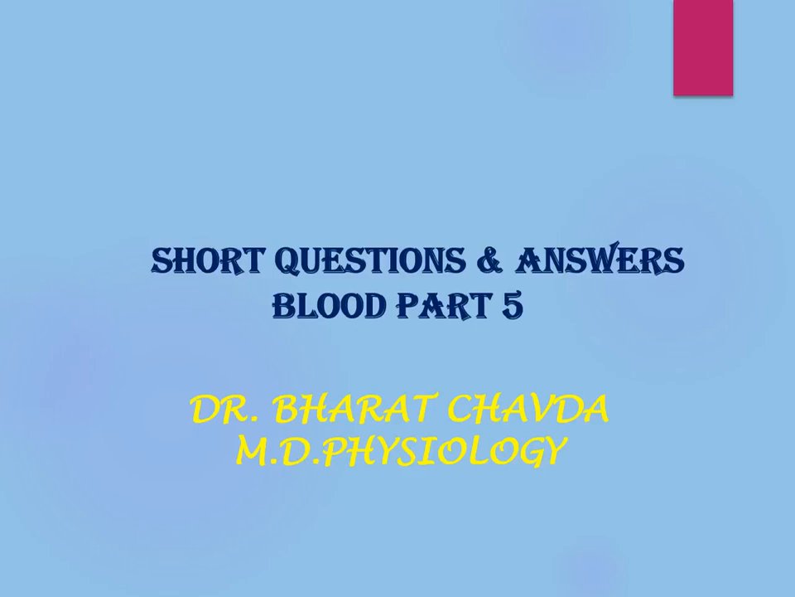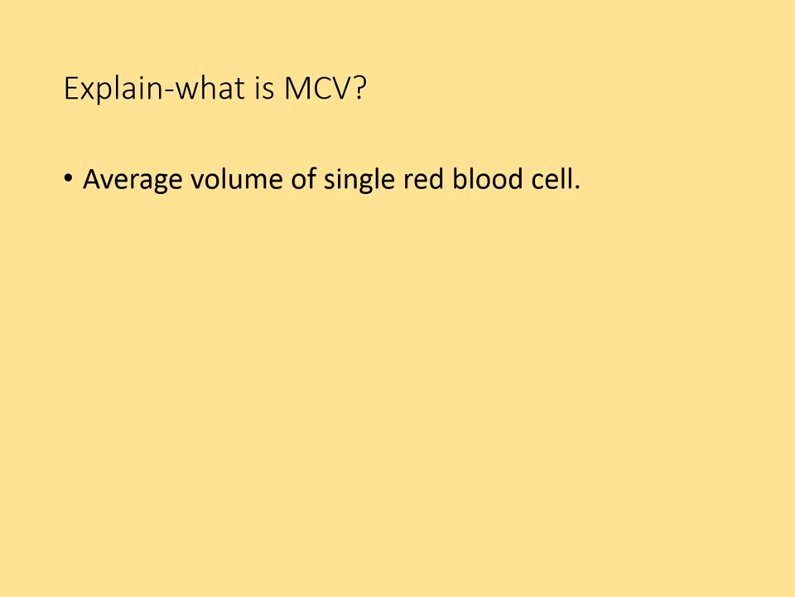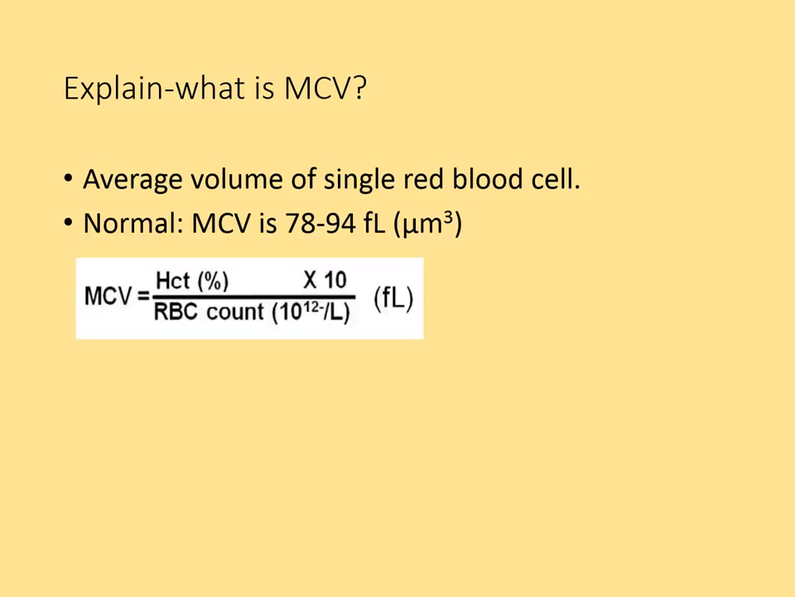Short questions and answers. Blood part 5. Explain what is mean corpuscular volume, MCV. It is the average volume of a single erythrocyte or red blood cell. Normal value is 78 to 94 femtoliter or micrometer cube. Mathematical calculation is hematocrit divided by red blood cell, that is total RBC count, multiplied by 10.